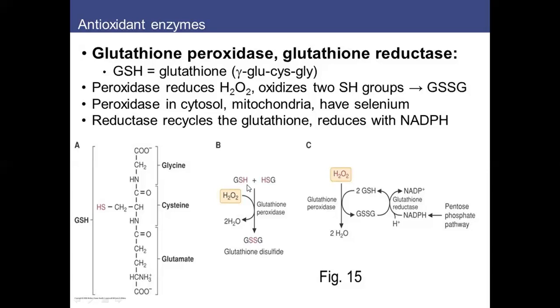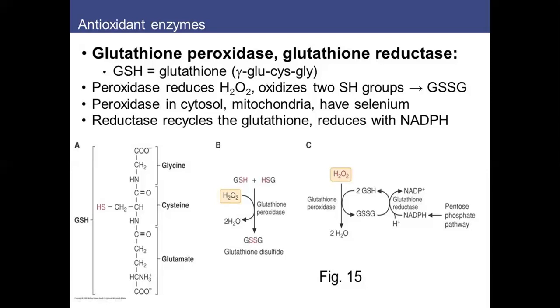GSSG. The SH here is that of the cysteine, and you all know that the sulfhydryl group, when 2 sulfhydryl groups exist close to each other, they're gonna form an SS bridge. So 2 glutathione molecules are condensed, and there is a formation of glutathione disulfide under the action of glutathione peroxidase. Now we're gonna ask, where do the 2 hydrogens go? They go to reduce the hydrogen peroxide.